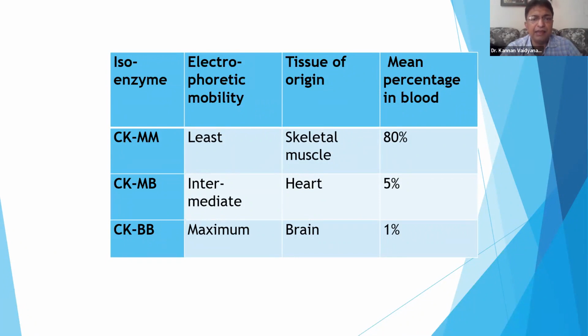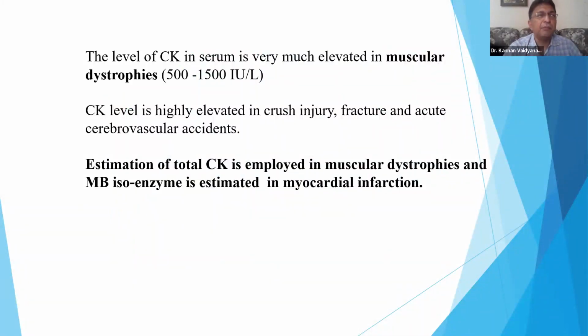The CK-MB is intermediate, and it is almost specific for cardiac, and it's roughly about 5% in the normal blood. And CK-BB is a brain isoform, and it has a minor percentage in blood normally. So these are the three major isoenzymes of the creatine kinase: CK-MM, CK-MB, and CK-BB. Now, CK-MB is the cardiac isoform, even though it forms only 5% of the total in the blood. However, it is very important because it is cardiac specific, and therefore it is important in myocardial infarction.